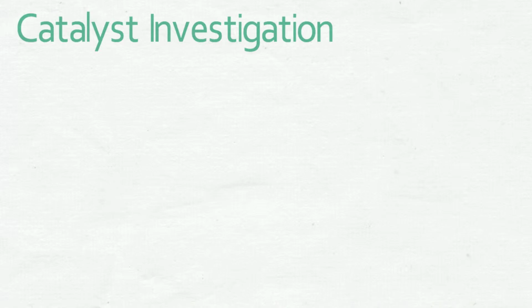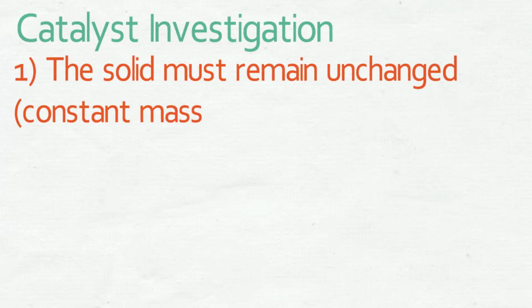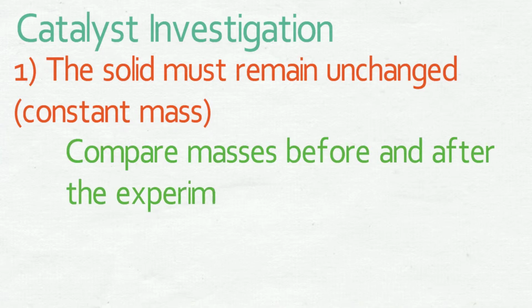Let's have a look at the first one in more detail, which is that the mass of the potential catalyst must remain unchanged. If the mass of the potential catalyst does remain unchanged, it tells us that the solid was not used in the reaction and therefore it may be a catalyst. Remember that catalysts are not used in a reaction, which means that their mass should be constant before and after the reaction. We can compare the masses of the potential catalyst before and after the reaction to see if the masses remain unchanged.